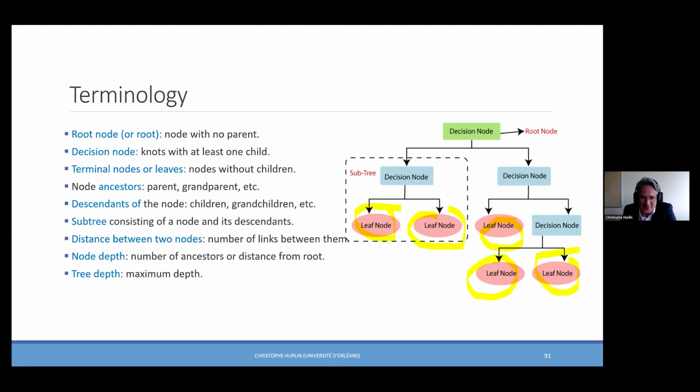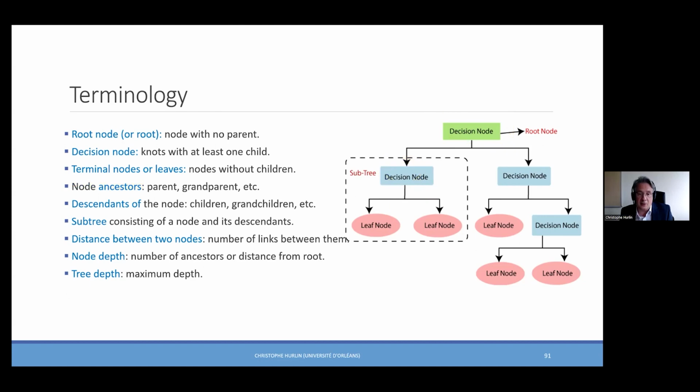These terminal nodes are also called the leaves or the leaf. So we have decision nodes, the root, and the leaves. When I evoke the node ancestors, it corresponds to the parent, grandparent of a decision node, okay? Here I have a decision node, and this is a parent node, because this is the population from which the population which is here is issued.